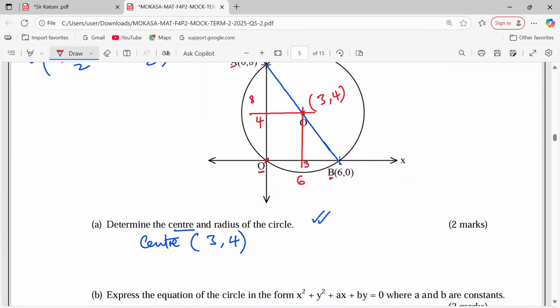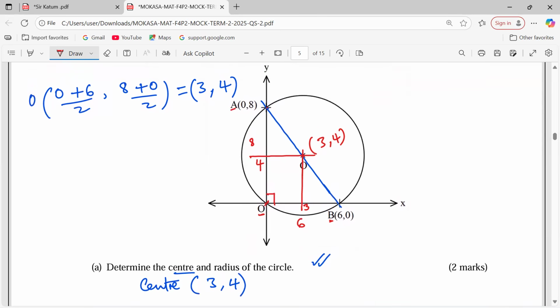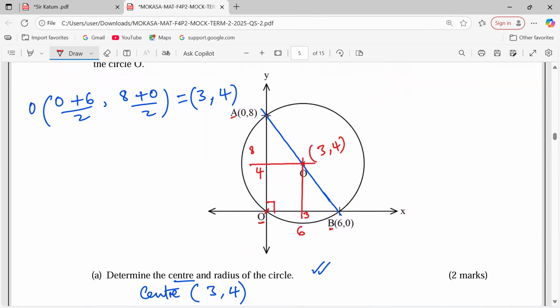Now that the axes are meeting at a right angle there, and we have 6 and 8 units, can we apply Pythagoras theorem? This one has very many methods again. When we take 8 squared and add 6 squared, then take the square root, we should be able to get the length, which is our diameter in this case. So 8 squared and 6 squared, then the square root gives us 10.